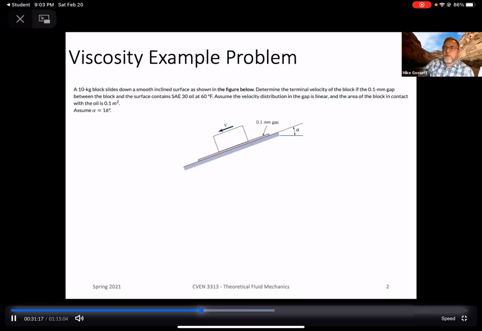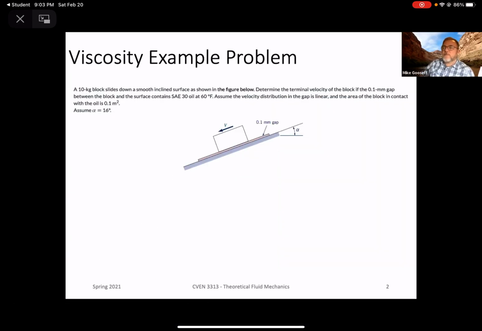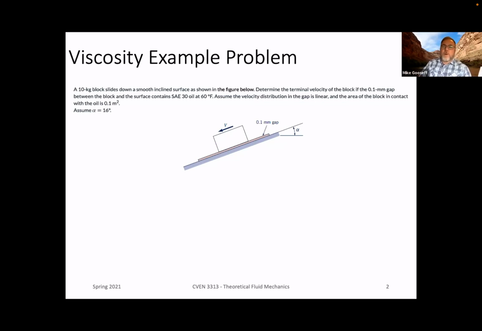A block slides down a smooth inclined surface as shown in this figure. Determine the terminal velocity of the block if the 0.1 millimeter gap between the block and the surface contains SAE 30 oil at 60 degrees Fahrenheit. Assume the velocity distribution in the gap is linear and that the area of the block in contact with the oil is 0.1 square meters. And we assume here that the angle of incline for this ramp is 16 degrees. Okay, so that's that alpha value.